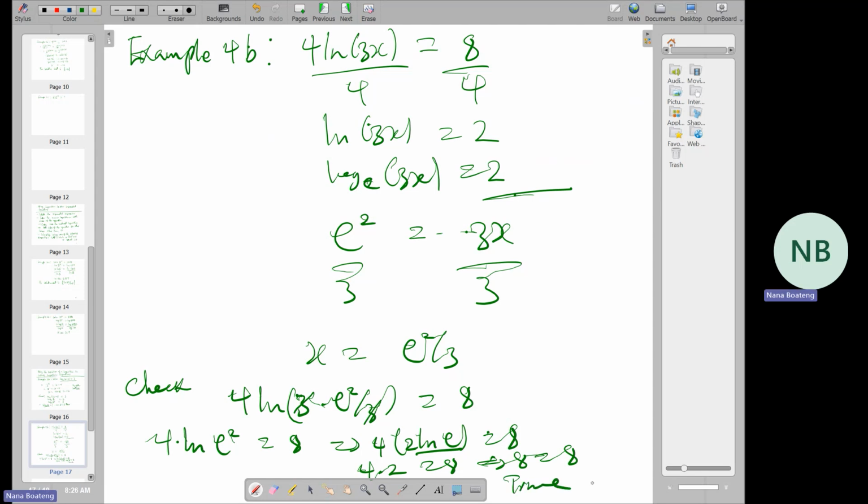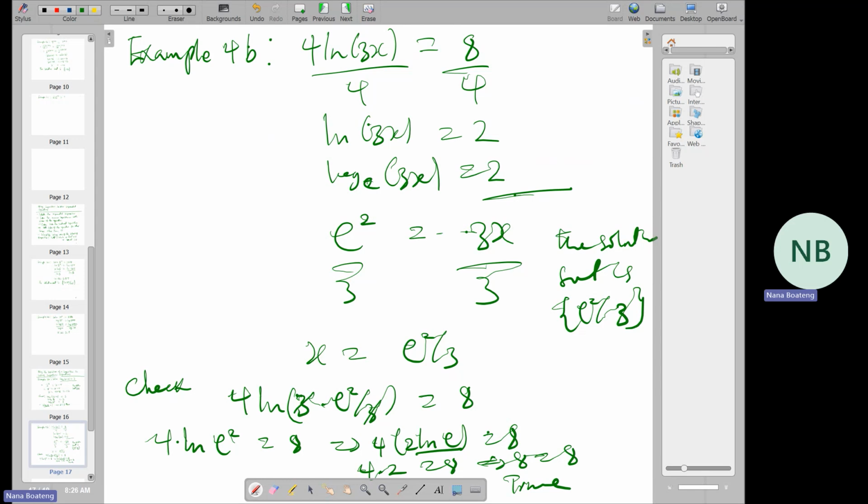So the solution set is indeed e power 2 divided by 3. Okay.